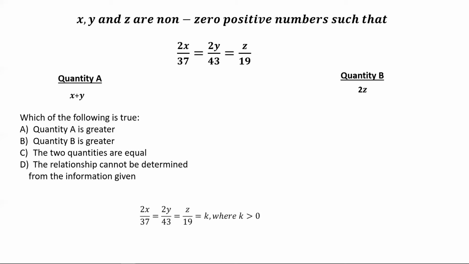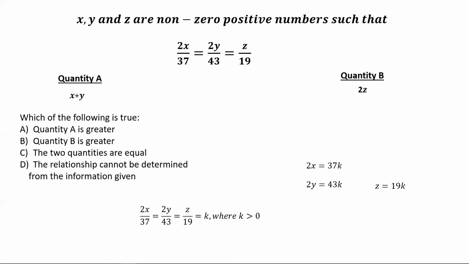So in this case, we just let 2x by 37 is equal to 2y by 43 is equal to z by 19 equal to k. And of course, since x, y, z are non-zero positive numbers, k should also be non-zero and positive. So k would be greater than 0 in this case. Now, once we do that, we can express each of x, y, and z in terms of k. In this case, 2x will be 37k, 2y will be 43k, and z will be 19k.